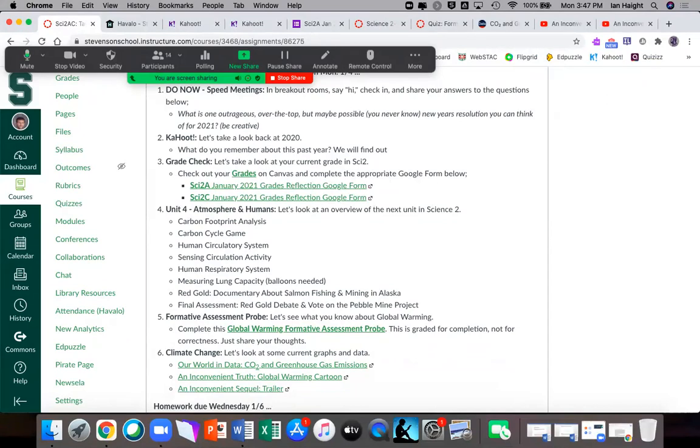You are going to need to get balloons at some point. And so that's just something to put on your little checklist next time you go shopping. If you could just buy little rubber party balloons, you're going to need those for a lab further down the road. So that's a good thing to get. And we're hopefully going to end with a little environmental debate project. We're going to focus on what's called Red Gold. It's a documentary about the conflict between the salmon fishing industry and the mining industry in Alaska, and still something that's actually ongoing. And that might actually be our final exam, is to prepare a presentation based on that and debate about it.